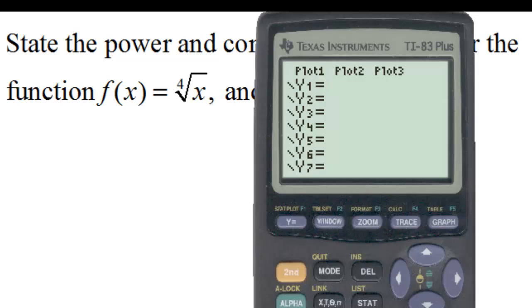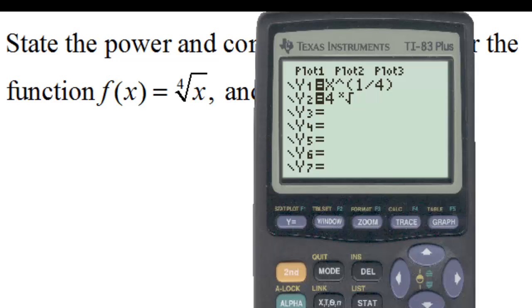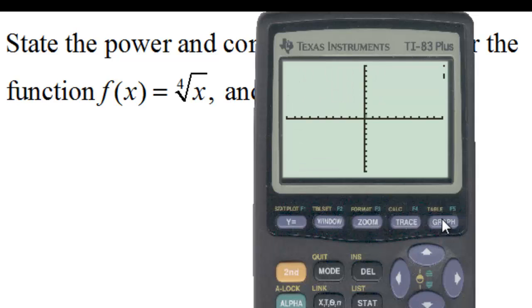To enter the fourth root on this, there's two ways we could do it. We could either do it as x to the 1/4, and you have to make sure that the 1/4 is in parentheses, or you could do it as the fourth root. If we go down to y2, on the 83 you put in the root first. On the 84, it's probably much simpler. On the 83, you put in the root first, and then we go to math, and 5. That's the nth root, and the nth root of x. Graph both of those, and you'll get the same thing.